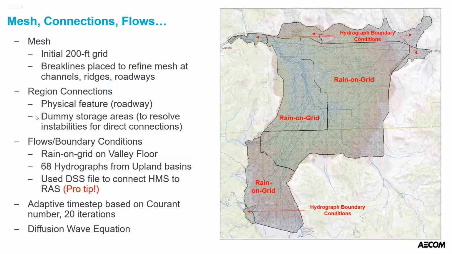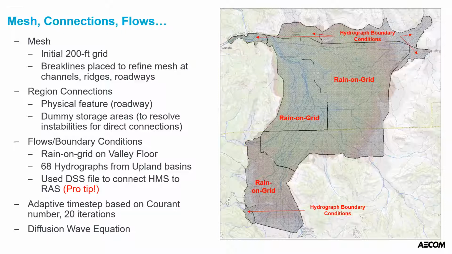One thing to note is that all of these regions have to be connected so that we can route flow from region to region and then out, and ultimately out to Portola. Where a physical feature exists, that was the connection, if it was a roadway with a culvert or a bridge.